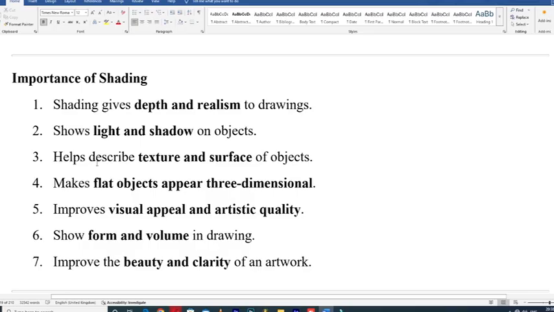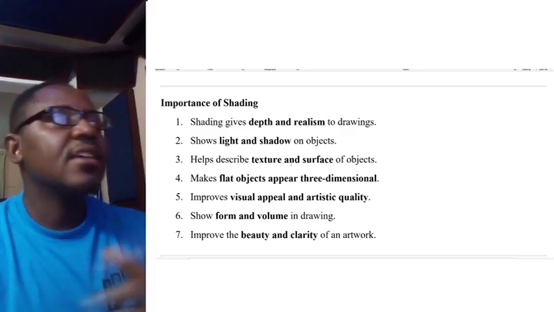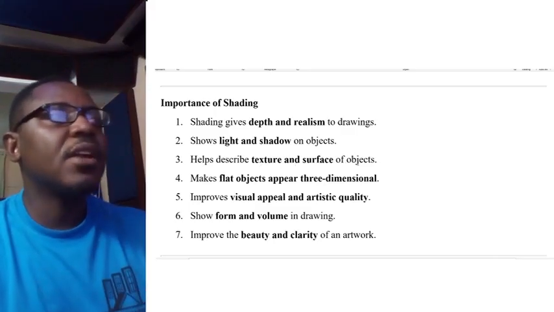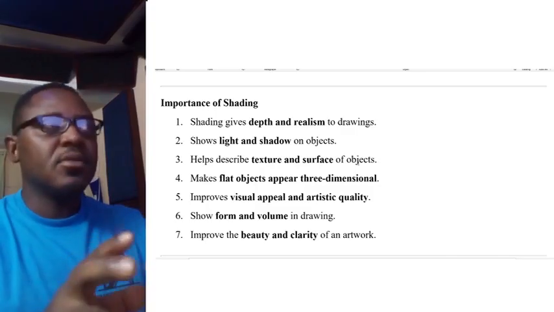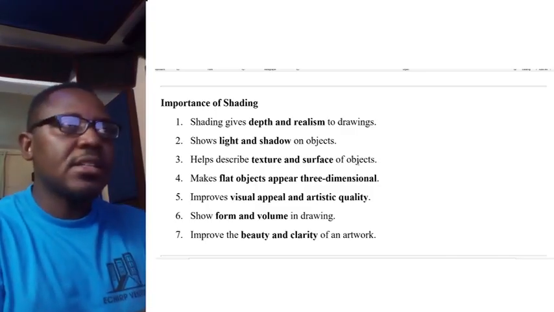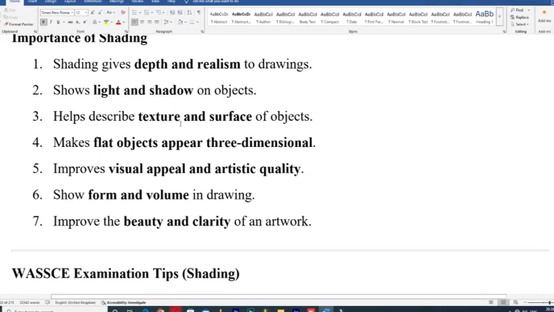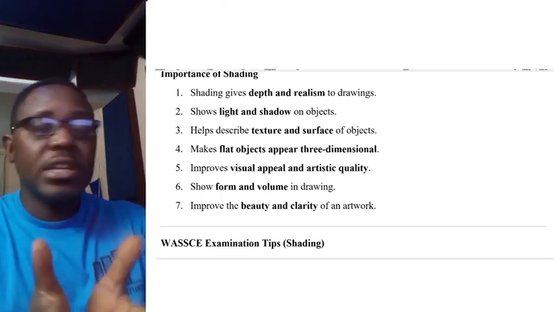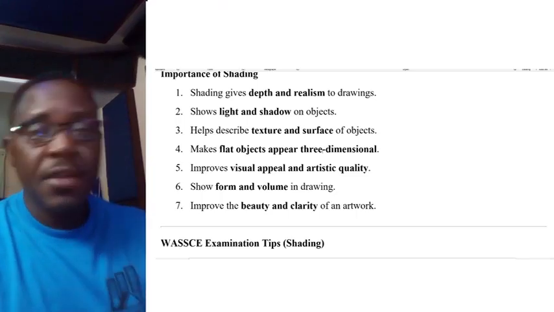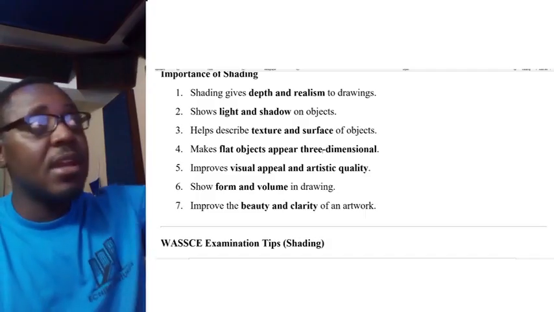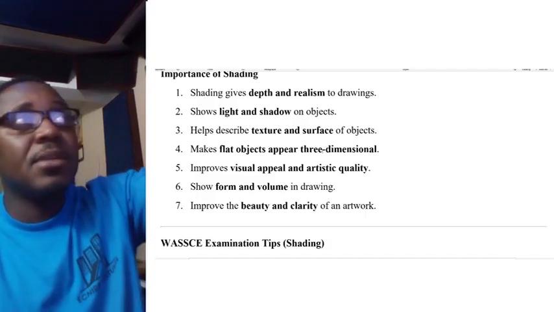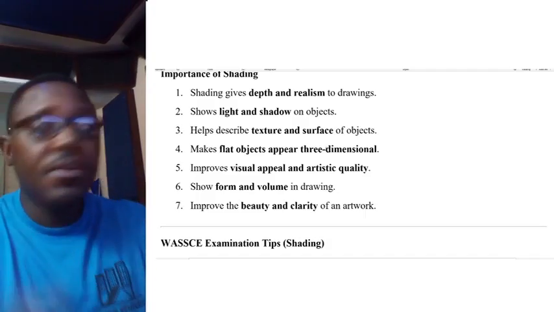Now, shading helps describe texture and surface of an object. Shading helps to describe the texture of an object, and then the surface of an object. Do you get it? It makes a flat object appear three-dimensional. That's what shading does, and it's in the definition. So even if you have forgotten the definition, if you remember the importance of shading, you can grab some things there and put them together to get a definition.